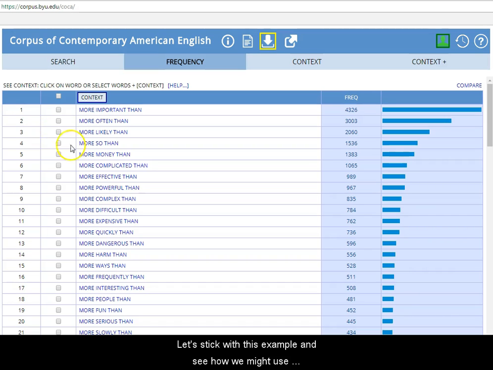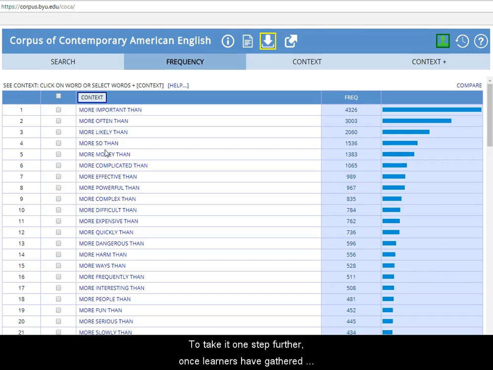Let's stick with this example and see how we might use this with learners. In the list we just saw, another great inductive activity presents itself. Learners can predict what parts of speech are possible based on what they know about comparatives, and then check their predictions. In the top 10 results, we can see 3 parts of speech: adjectives like important, adverbs like often, and nouns like money.